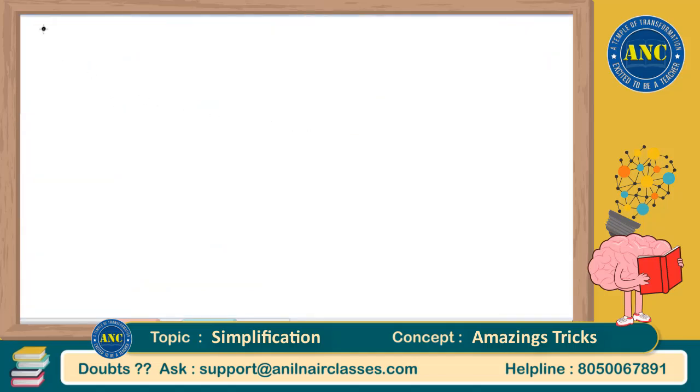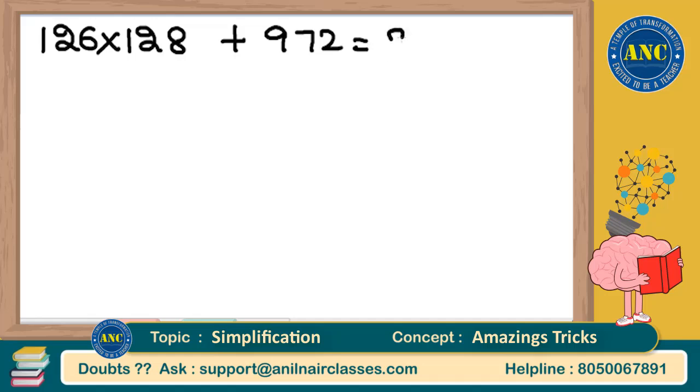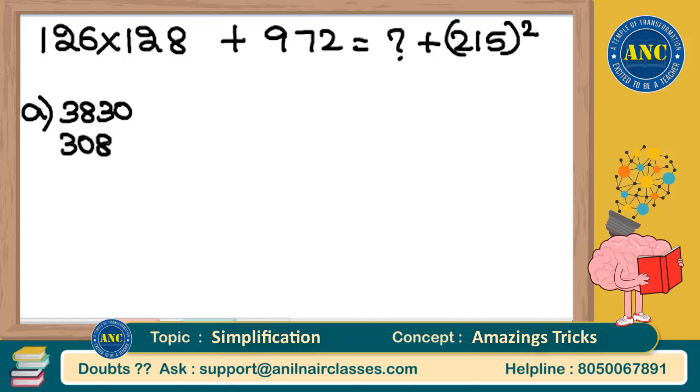Please see this question. 126 into 128 plus 927 is equal to question mark plus 215 whole square. Options are 3830, 3080, 3100, 5000, and the last option is none of these.